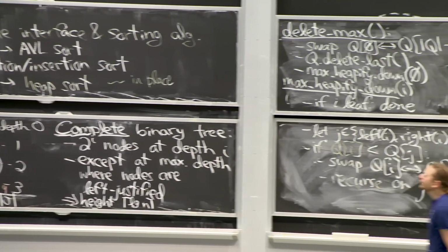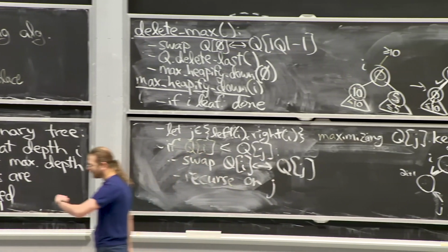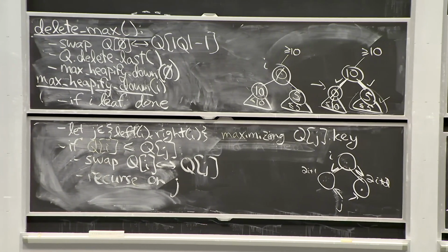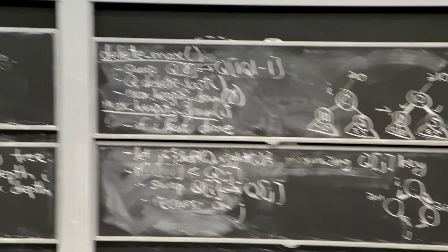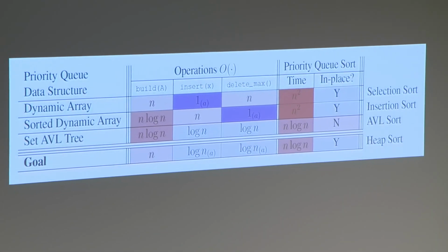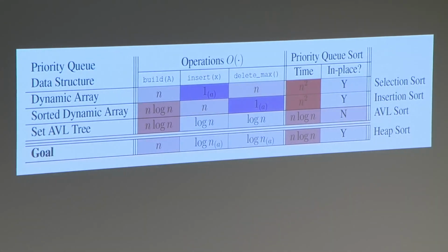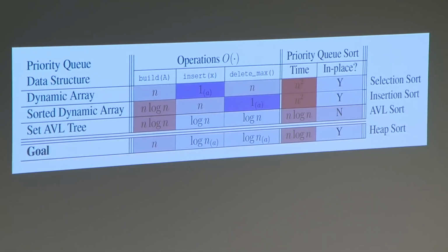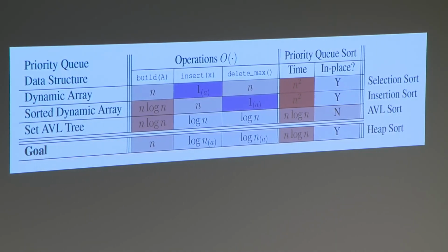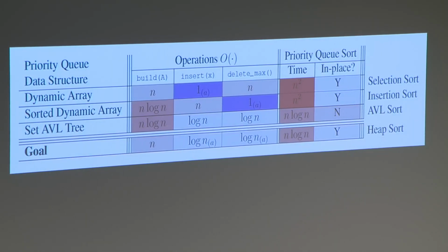So that's almost it. Not quite what we wanted. So we now have log n amortized insert and delete max in our heap. We did not yet cover linear build. Right now, it's n log n if you insert n times. And we did not yet cover how to make this an in-place sorting algorithm. So let me sketch each of those.